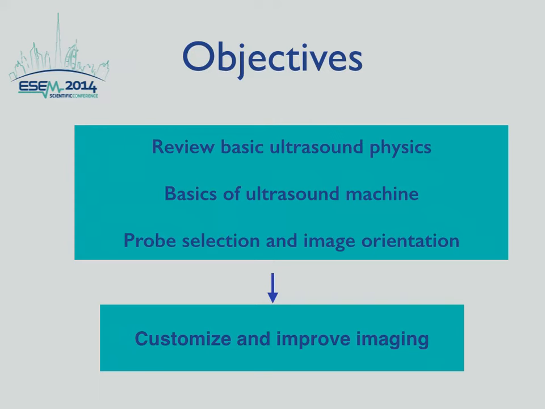A basic understanding of ultrasound physics is essential to reliably acquire quality images and provide accurate interpretation. While many modern point-of-care ultrasound systems limit the operator's ability to adjust the various settings, there remain a number of important features that allow users to customize and indeed improve imaging. The objective of this talk is to review basic ultrasound physics, the basics of an ultrasound machine, probe selection and image orientation to help customize and improve imaging.